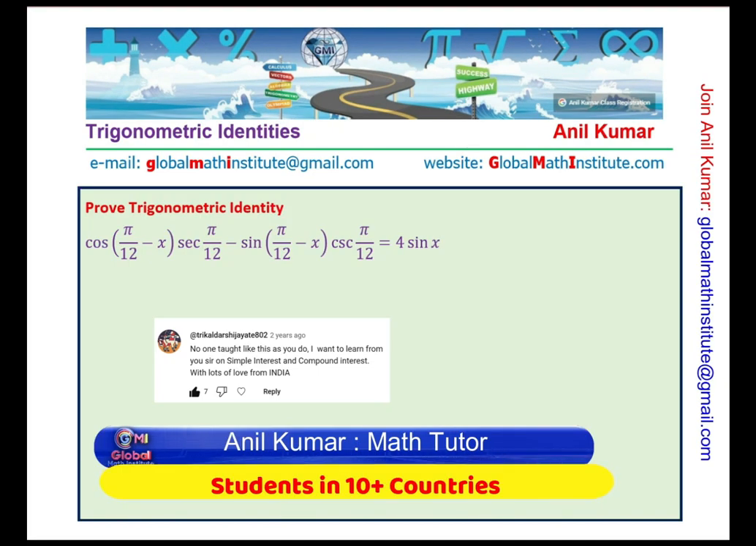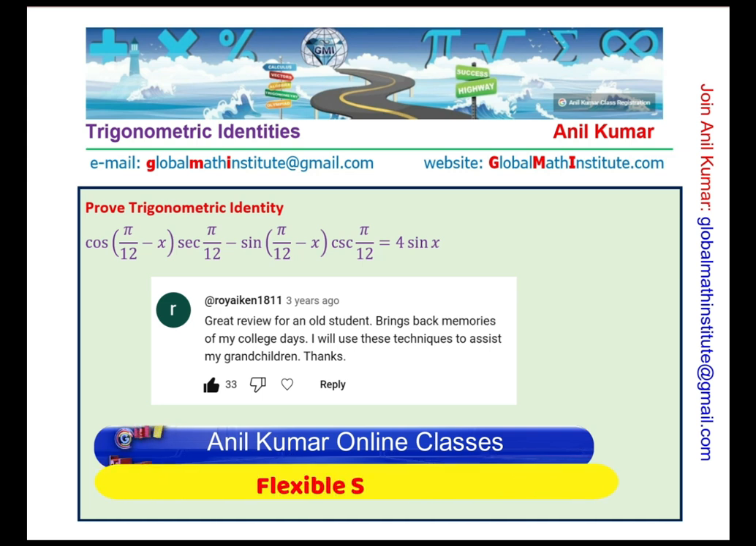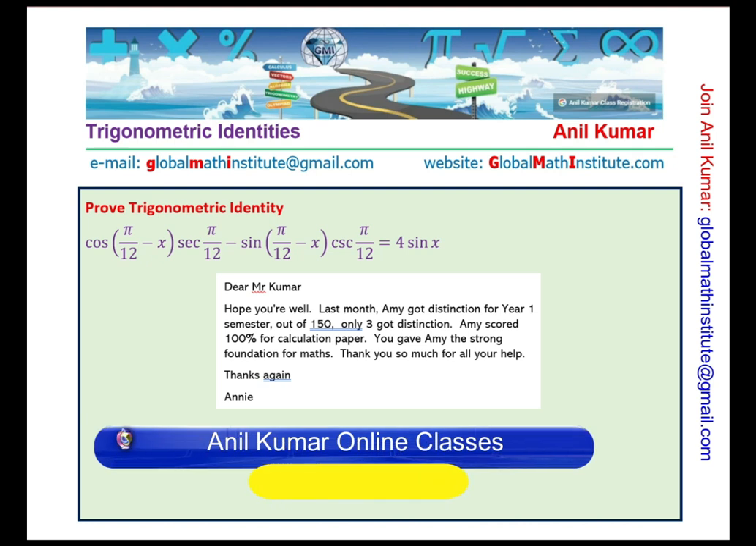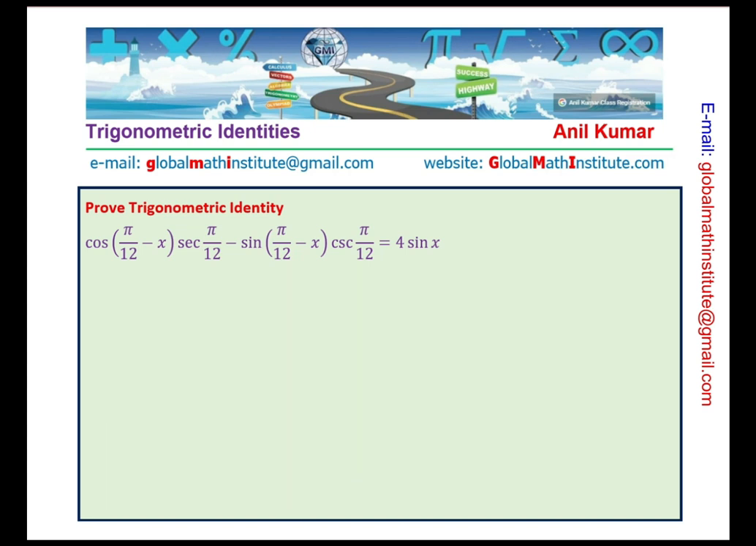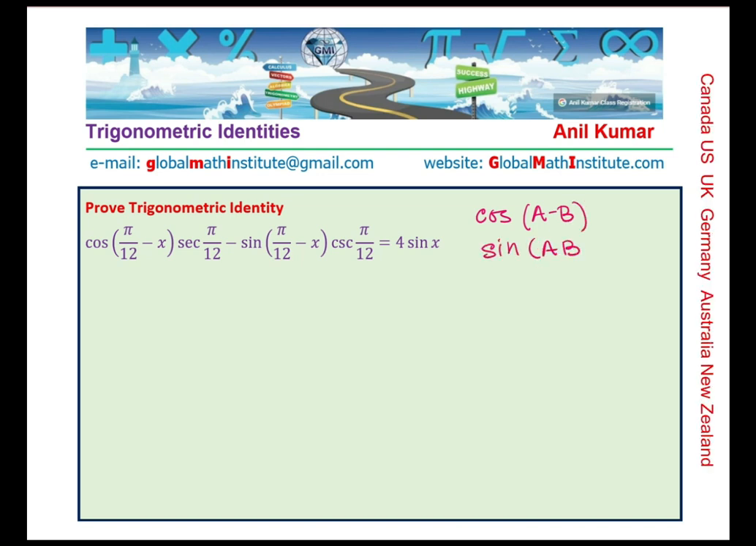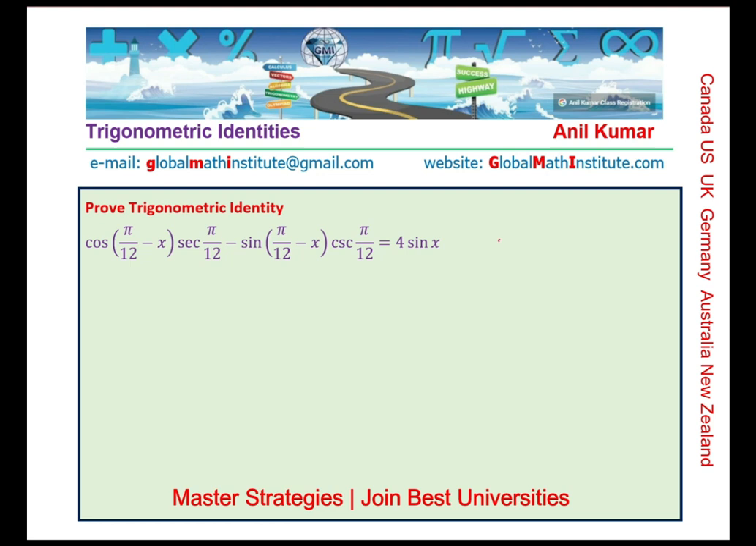Cos of pi by 12 minus x times secant of pi by 12 minus sine of pi by 12 minus x times cosecant pi by 12 equals 4 sine x. So that gives you an idea that we could apply the identity, sine a minus b, right? Now, since the left hand side is more complicated, let's begin with the left hand side.